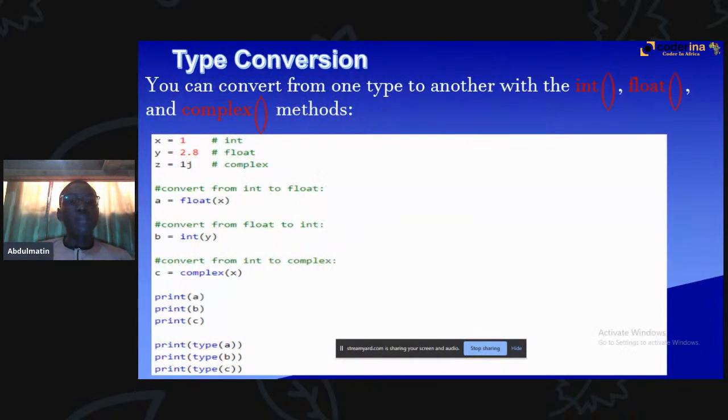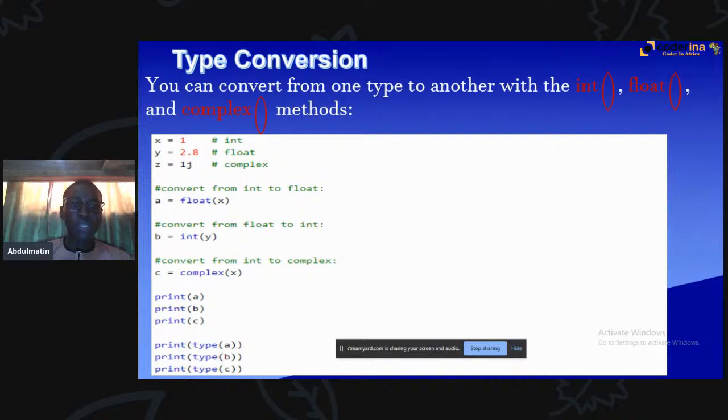So we can change different data types. For instance, if I assigned my x to 1 as an integer before and I want to change it to a float, I want my x to be a float now, I don't want it to be an integer again. So I can do that. That's what we call type conversion. So you can convert from one type to another with the int, float, and complex methods. So x is equal to 1, y is equal to 2.8, z is equal to 1j.